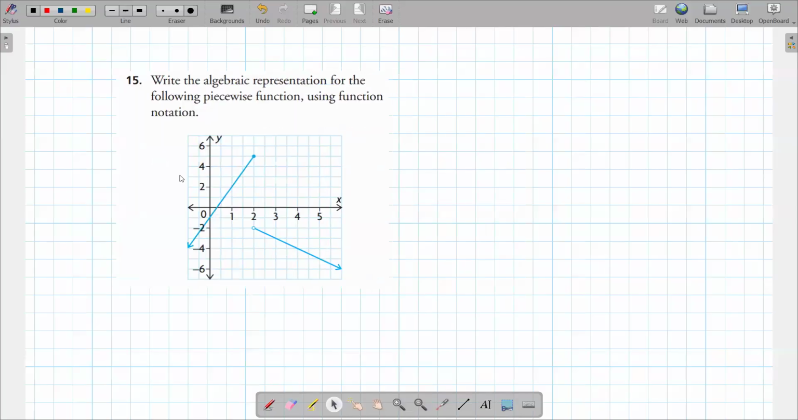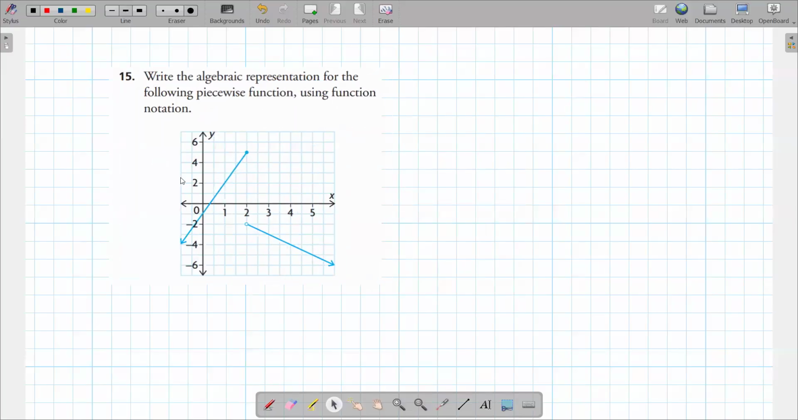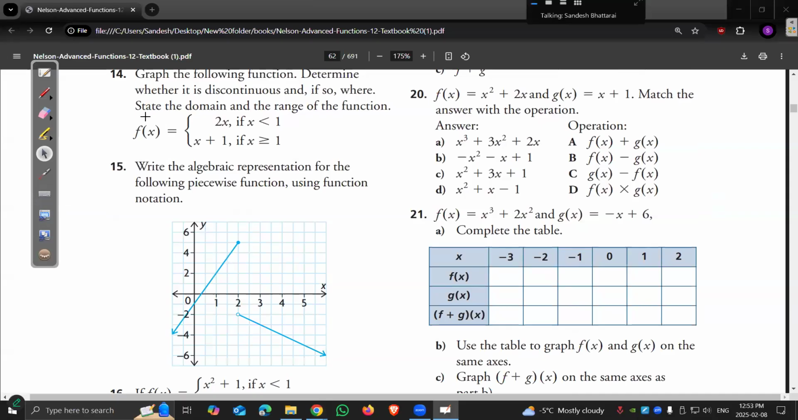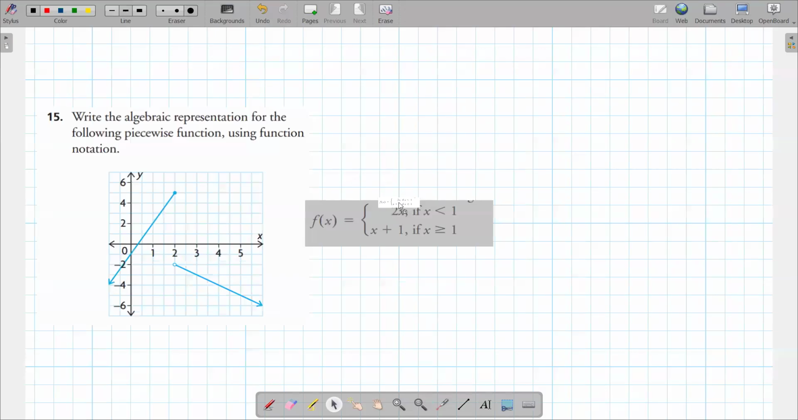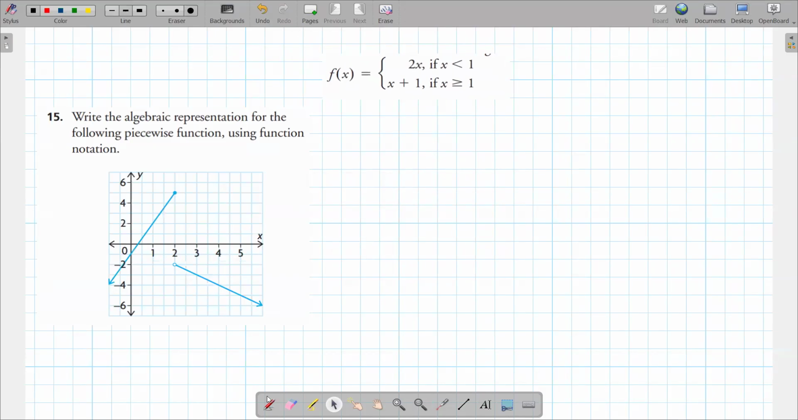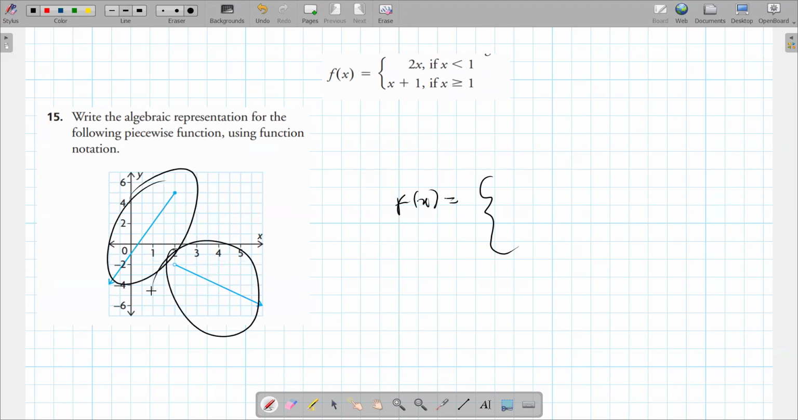Let's look at this next one. Write the algebraic representation for the following piecewise notation. So we're going to write something like this. So it's the opposite. So it's going to be in this format. So let's see. f of x is going to be equal to a curly bracket with two conditions, because we have two curves, right? Two curves means you're going to have two equations here, two conditions.